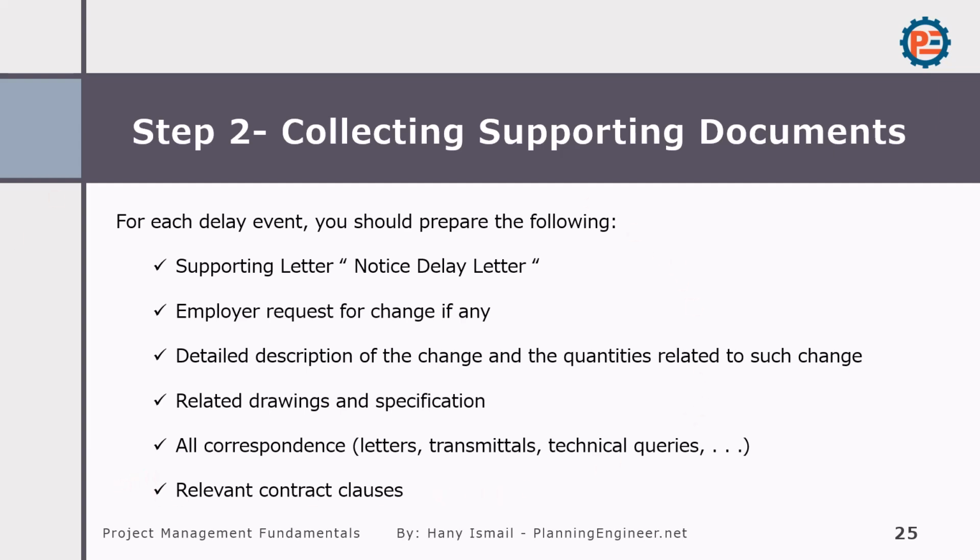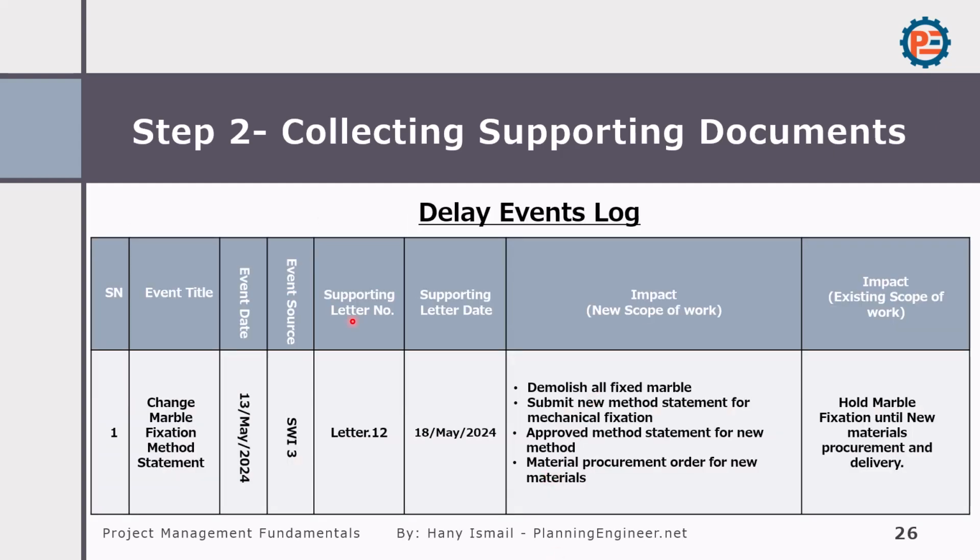And once you have collected the supporting documents, I have a method to record these events in a log. So here is a sample of a delay log. We have here serial number, the event title, event date, event source, whether it's coming from a site work instruction, or from minutes of meeting, or from a letter, supporting letter. Okay, we responded to the event source by this letter and this letter date. We have impacted scope of work, the new scope of work, and we have impacted existing scope of work. So now you have summarized all your information in the event delay log.